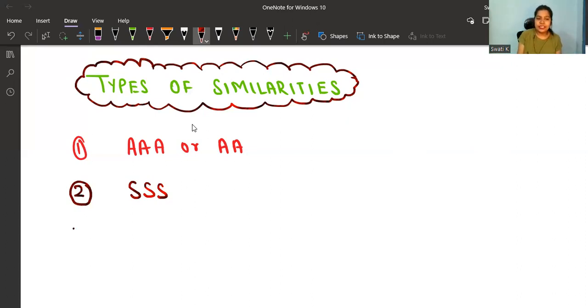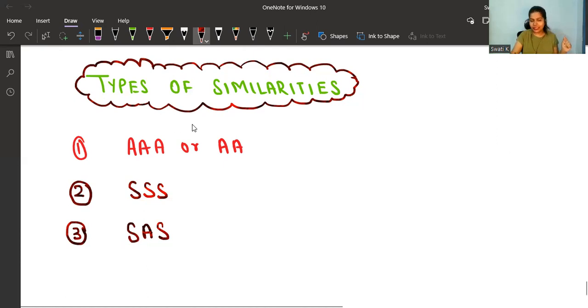Now let's move to the last one, which is called side angle side similarity. What is side angle side similarity? The word is again self-explanatory. One side upon side, all right, one angle equals another angle, and then another side upon another side. If we have that condition, then we can say both the triangles are similar using side angle side similarity. I hope it's pretty much clear, the types of similarities.